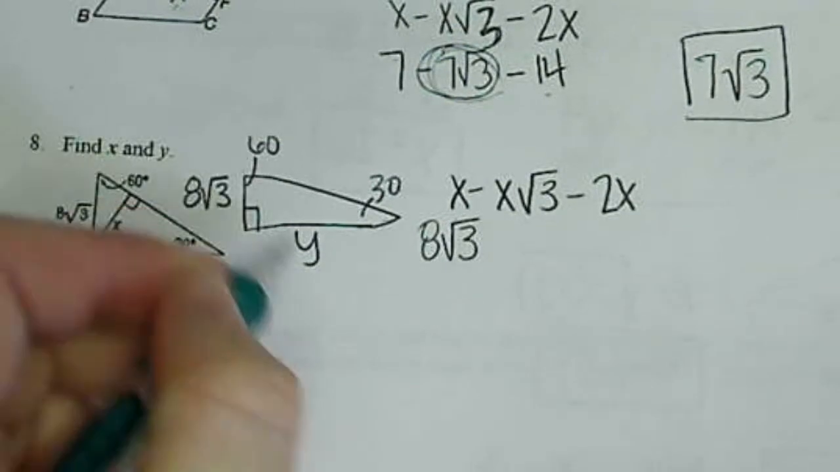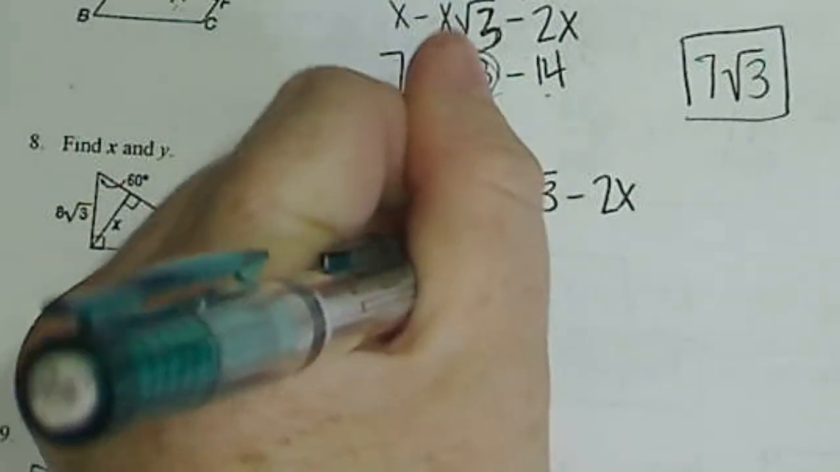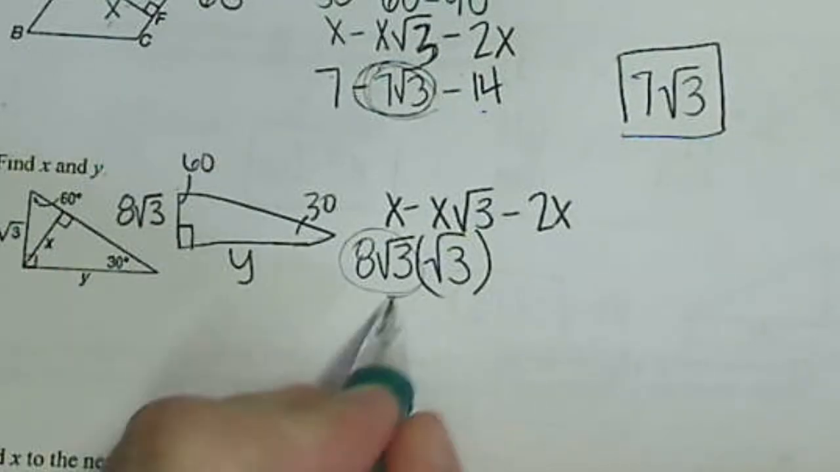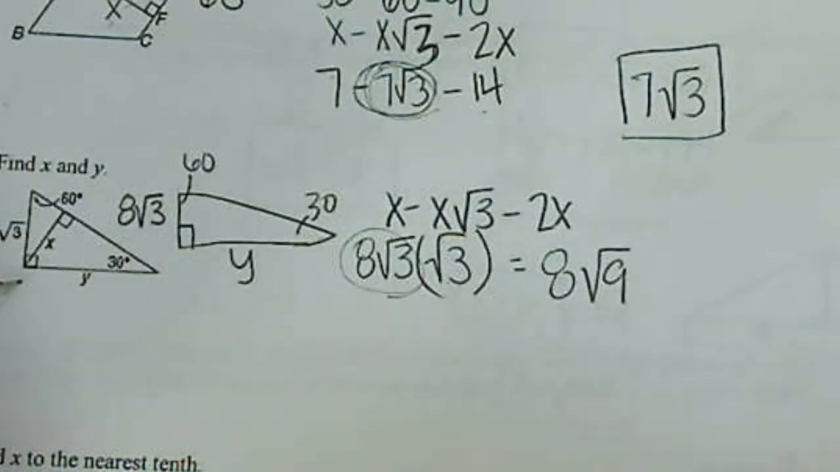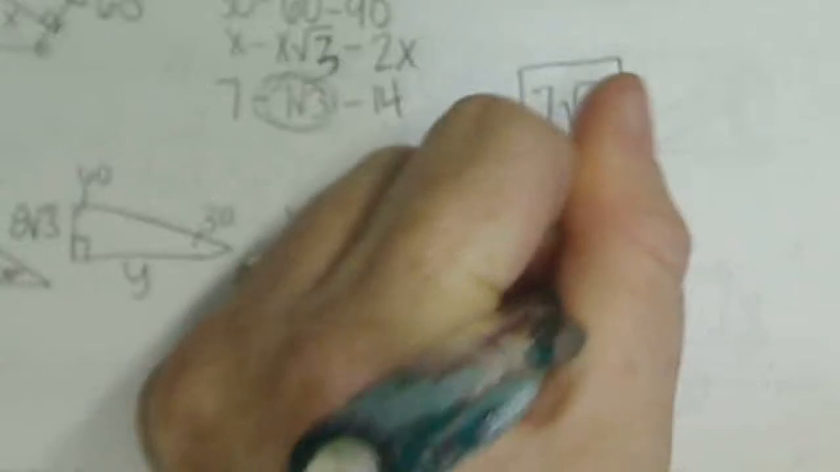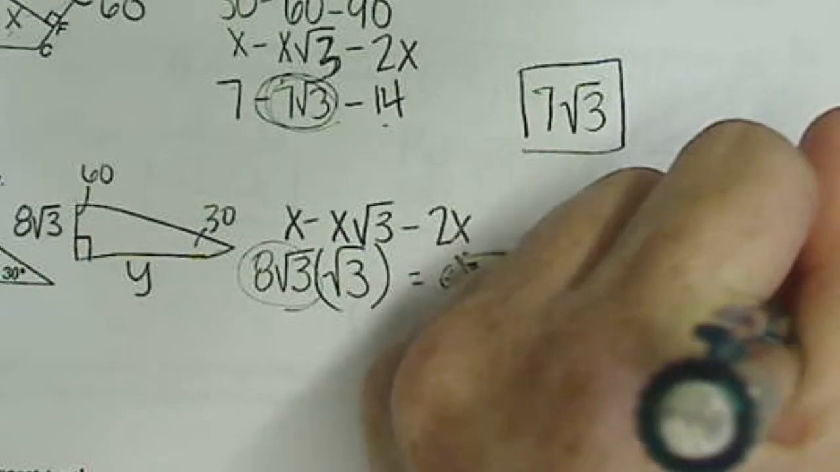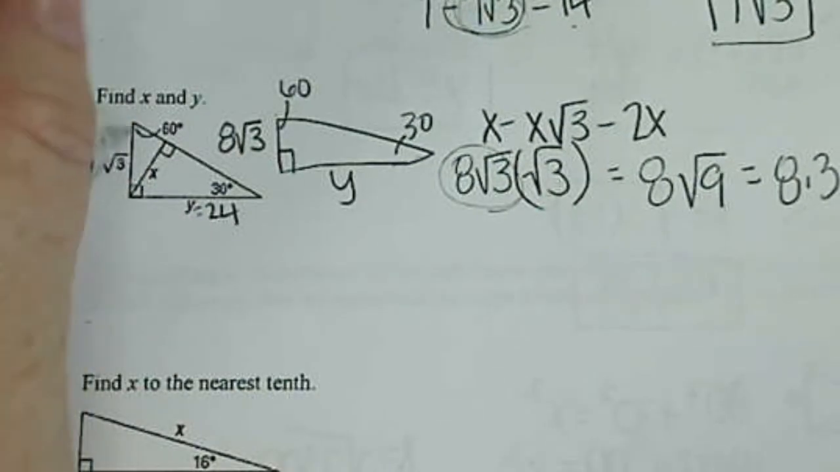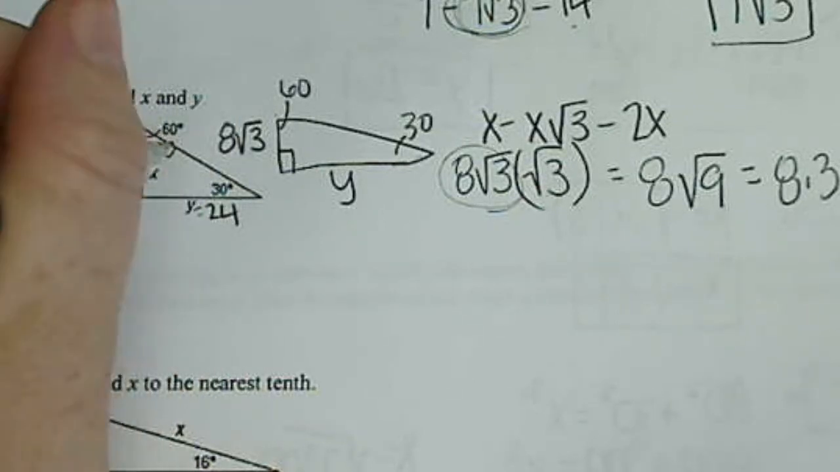Okay? How can I find this side? Well, it says take whatever x is and put the square root of 3 next to it. I can simplify that. Square root of 3 times square root of 3 is the square root of 9, which is a perfect square, which is just 8 times 3, which is 24. Okay, so if y is 24, what is x? So I'm going to draw this little triangle, or you could use this one, and I'm going to draw it over here.